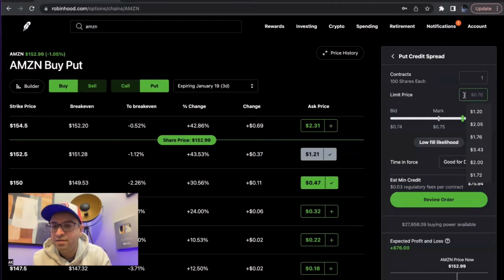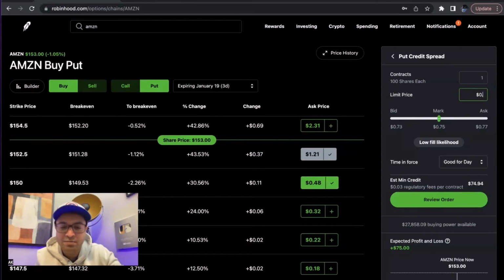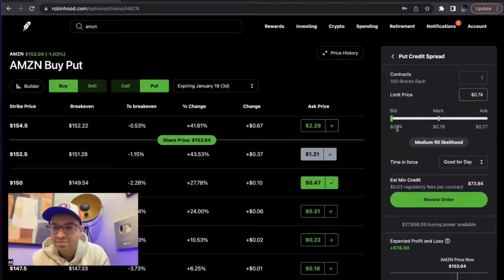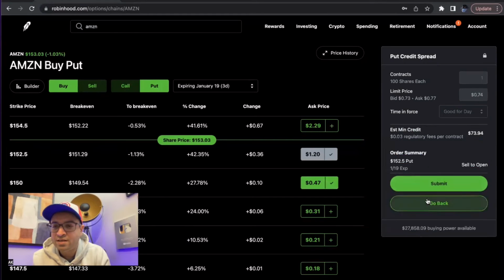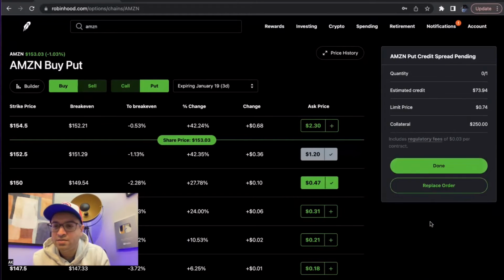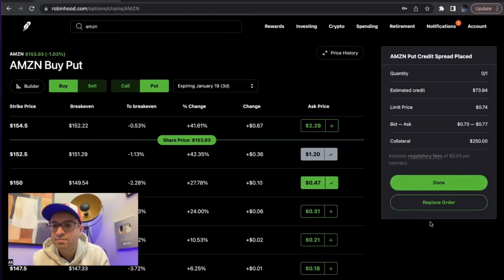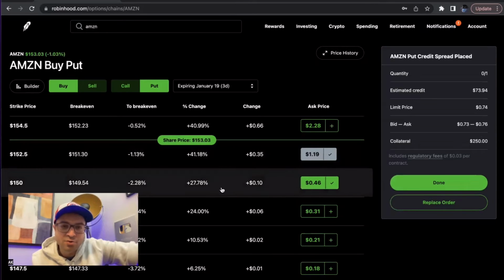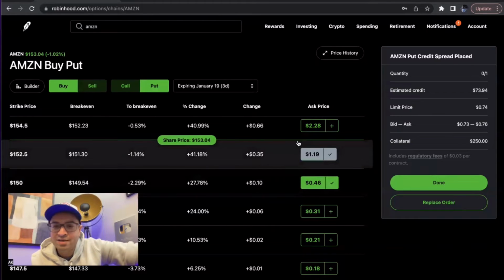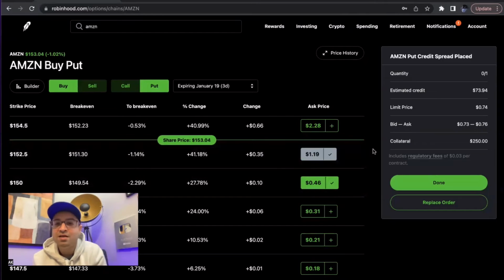We're selling this, so we're going to collect the least amount of premium. So I'm just going to max it out. I'm just going to go for the bid price because we're selling a put spread, right? So let's see if it gets executed at this price. It should. And if it doesn't, there we go. Come on. The market's about to close soon, so we want to make sure that this gets executed so I can get out of it too before the market closes.